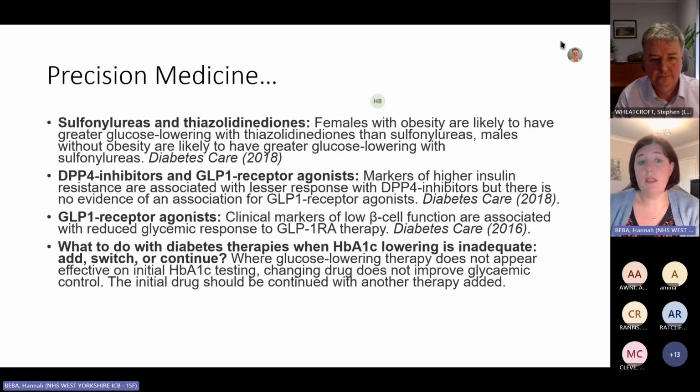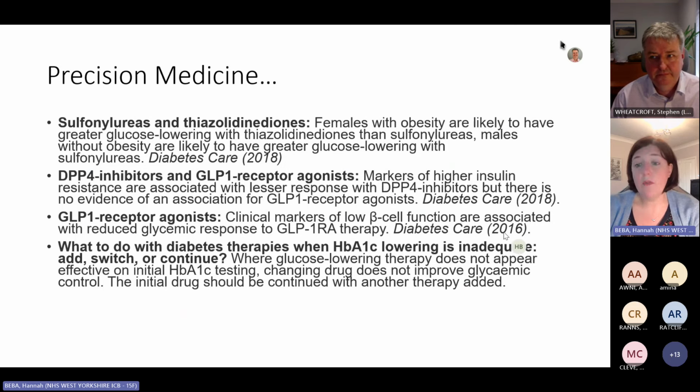But males without obesity are likely to have a greater glucose lowering with sulfonylureas. DPP4s and GLP-1 antagonists, if you've got markers of higher insulin resistance, which are associated with a lesser response with DPP4s, but there's no evidence of an association for GLP-1s, which is interesting because they're working on the same pathways. Again, GLP-1 receptors, if there are clinical markers of lower beta cell function associated with reduced glycemic response to GLP-1 therapy, you might imagine that.